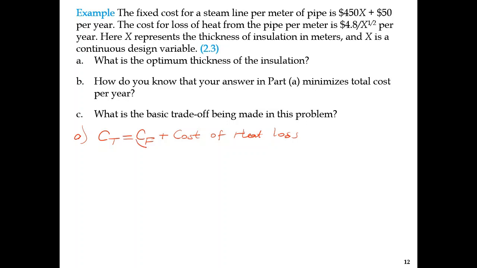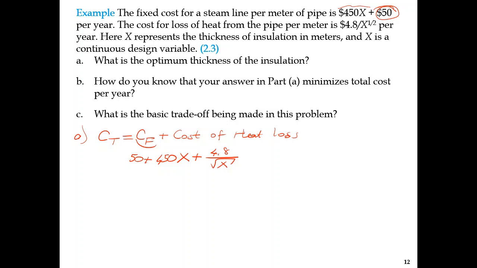Okay, so this CF is given in this way. Actually, the fixed cost is this part, which is 50 over here. The second part depends on the design parameter, so it's a directly varying cost. So simply you can write 50 plus 450 times x, where x is our design variable, plus the cost of heat loss, which is 4.8 divided by the square root of x.